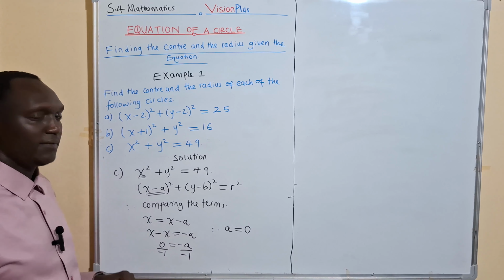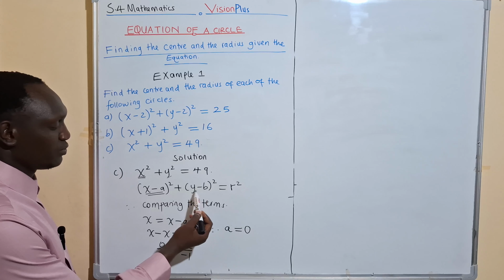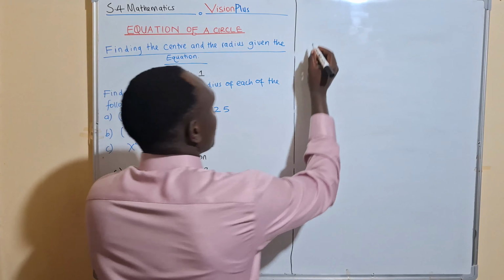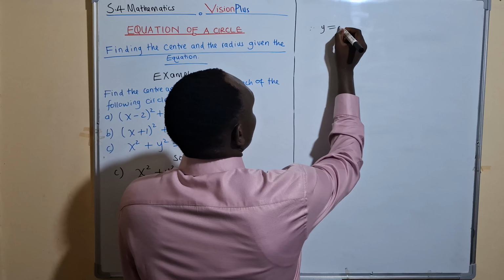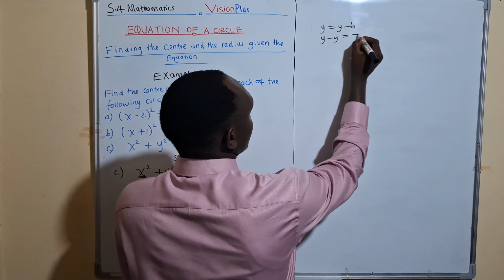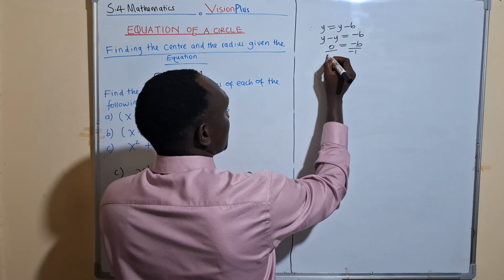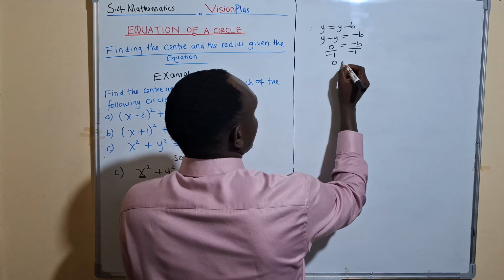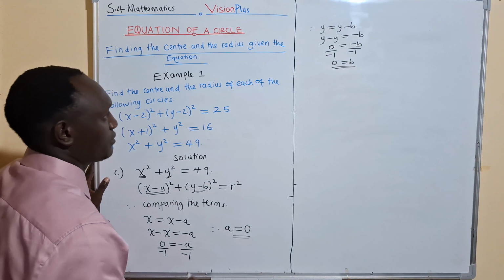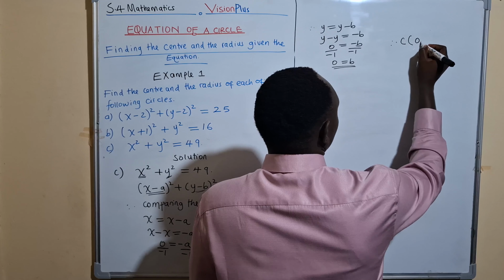After getting a in that manner, we shall go on to compare the second term, y squared, to y minus b squared. So this y now corresponds to y minus b. That means I'll have y minus y equals negative b. 0 equals negative b. Dividing both sides by negative 1, therefore, 0 equals b. So, a is 0 and b is 0. This means that the center C is at 0, 0.